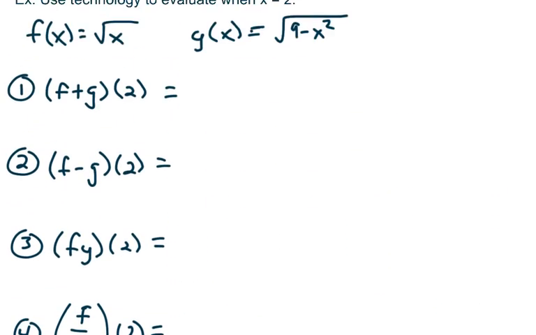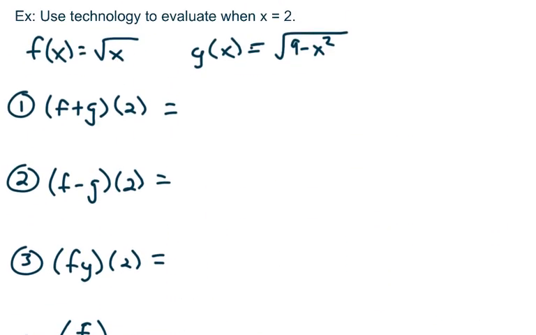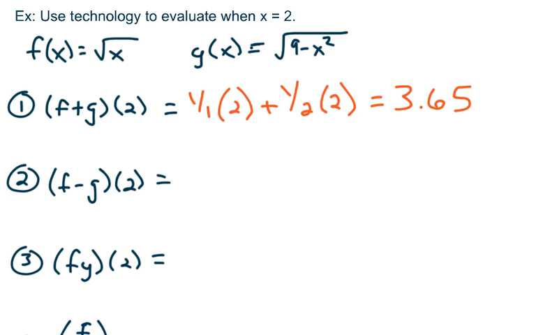Okay, so let's go back up here. We're going to do f plus g of 2. So what this is going to be is y1 parenthesis 2 plus y2 parenthesis 2. So we're evaluating both functions at 2, and then we're adding them together. And what this is going to give us at the end is 3.65. Now, there might be more decimals than that. Just round to 2 decimal places.